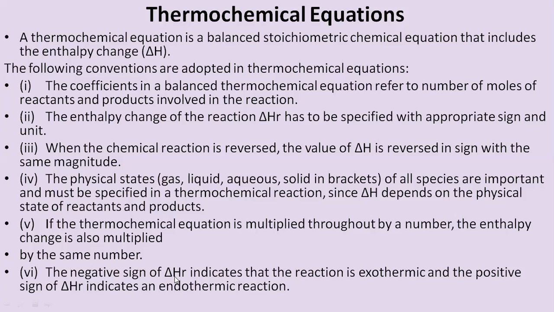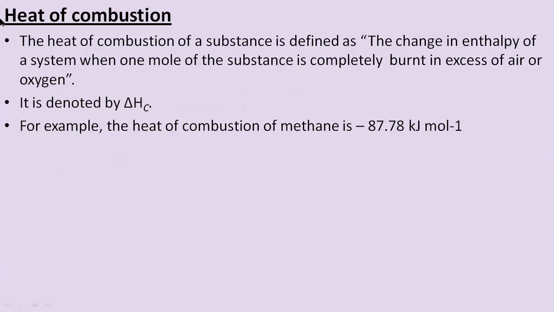The negative sign of delta HR. So what is delta HR? Here we saw it is the enthalpy change of a reaction. The negative sign indicates that the reaction is exothermic and the positive sign of delta HR indicates an endothermic reaction. So a negative sign refers to an exothermic reaction, and a positive sign refers to an endothermic reaction.